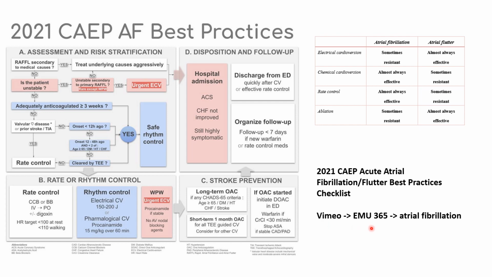There's also on Vimeo on EM 365 a good atrial fibrillation lecture going through the bits on this. And up here I have from EM Cases on tachycardias, I think it's episode 112. There's a read-through of flutter versus fibrillation, and in short, atrial flutter is usually easy to cardiovert, but atrial fibrillation can sometimes be harder.